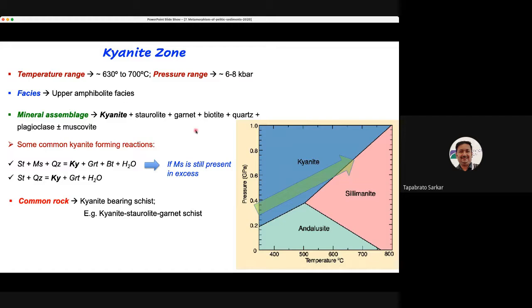When you cross into these temperature zones, then staurolite and muscovite do not coexist with each other and they have a reaction relationship. And therefore, they react with each other, the staurolite with muscovite and quartz, and the staurolite with quartz to form kyanite. So, as we move from 630 to 700 degrees centigrade, these reactions will continue and staurolite will be lost and more kyanite will be present, or kyanite will appear in the rock. That is the change.